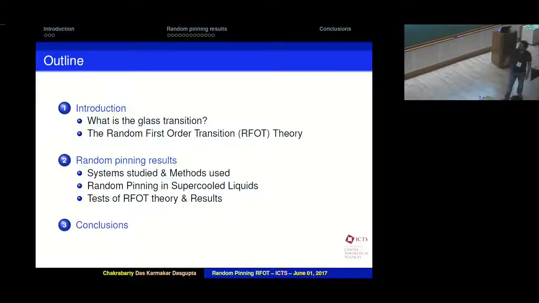So this is the outline of my talk. I'll start with a basic slide on what the glass transition is and what the random first order transition theory is, which you have already heard in the previous talk. Then I'll move on to random pinning and some of the results which we have in relation to RFOT theory.